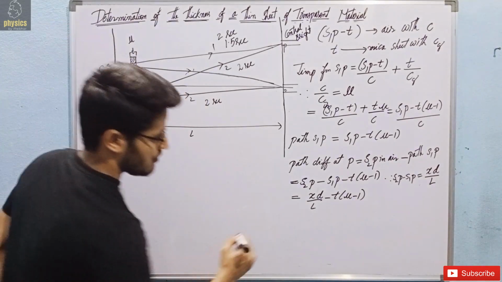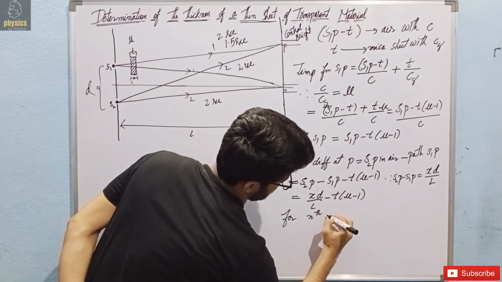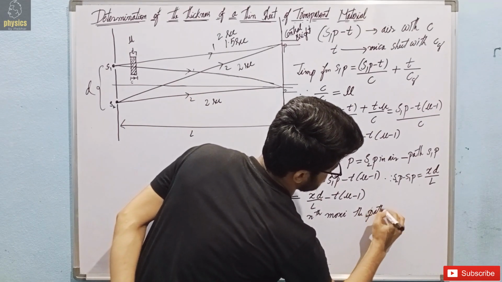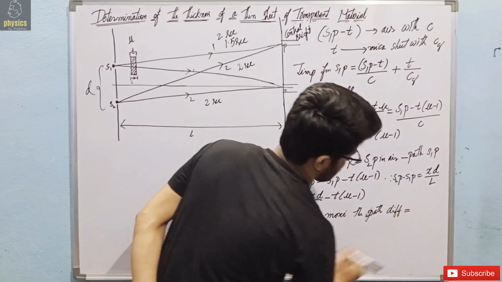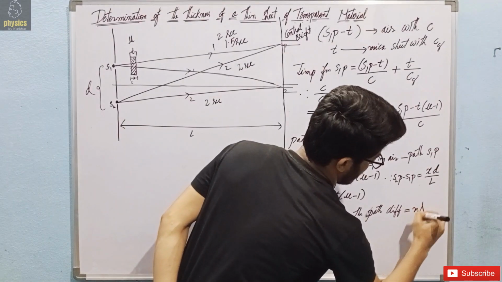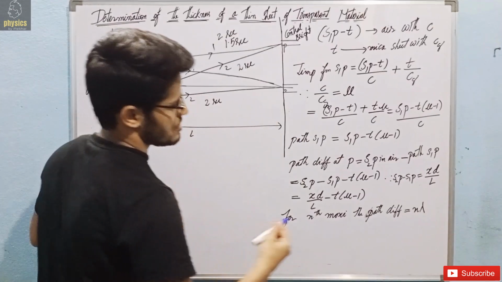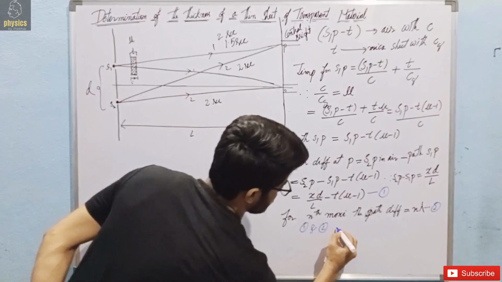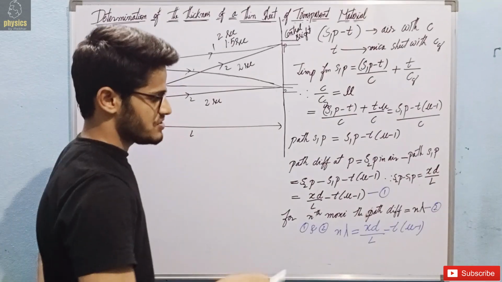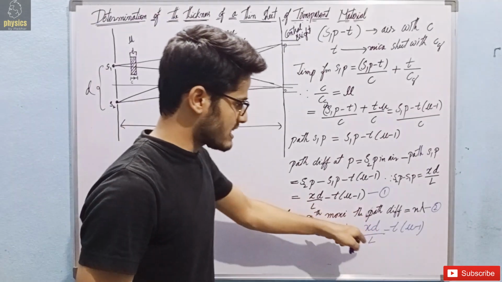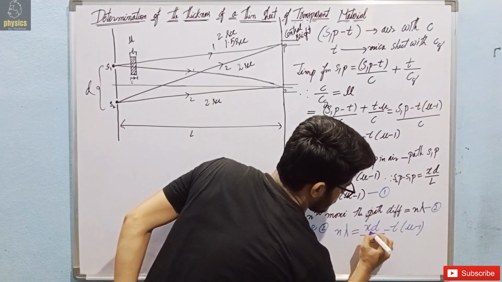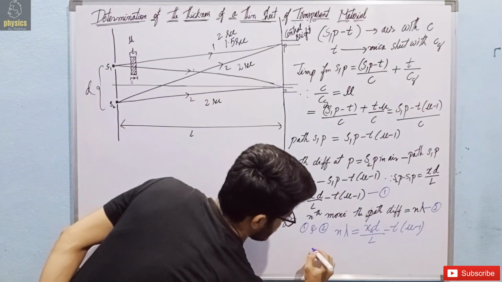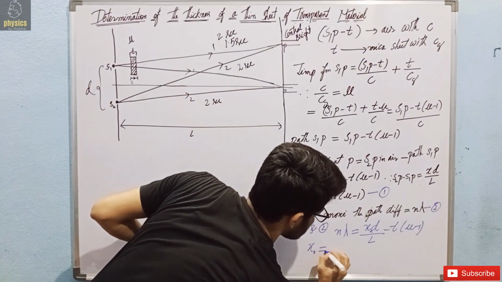Okay, now for the nth maxima, the path difference for the nth maxima will be n lambda. If I call this equation 1 and this equation 2, I can write, because I have generalized this equation for the nth maximum, so here instead of x, x sub n will come. So the position of the nth bright fringe will be x sub n is equal to equation 3.